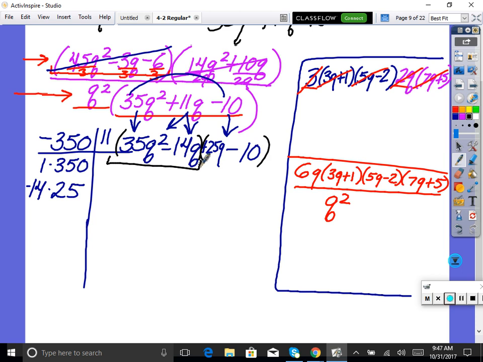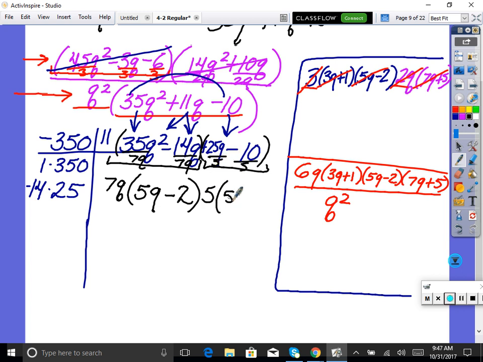We'll pull out a 7q, I believe. Divide by 7q, divide by 7q. So then left is 5q minus 2. Right here, I'm going to pull out a 5. Divide by 5, divide by 5. So then left is 5q minus 2. So we can pull out 5q minus 2, and left is 7q plus 5.